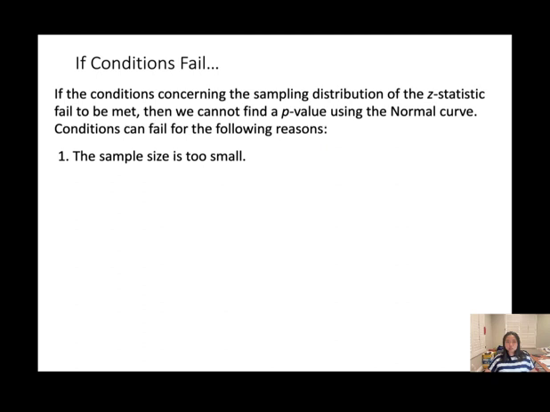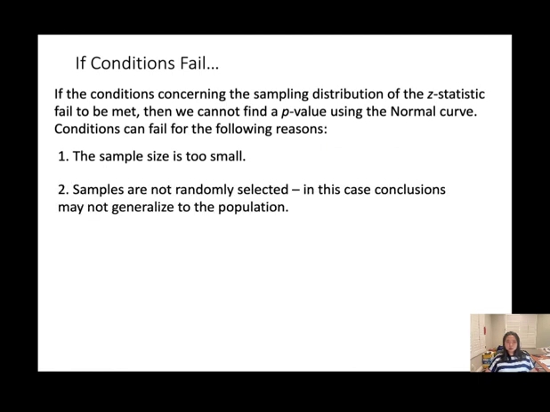And the reasons are like this. The sample size is too small. Or the samples are not randomly selected. In this case, the conclusion may not generalize to the population. So if we fail these conditions, then we cannot use the normal curve to find the p-value.